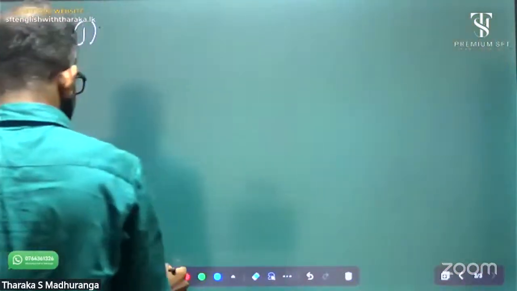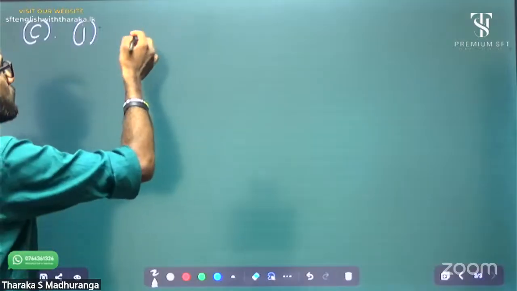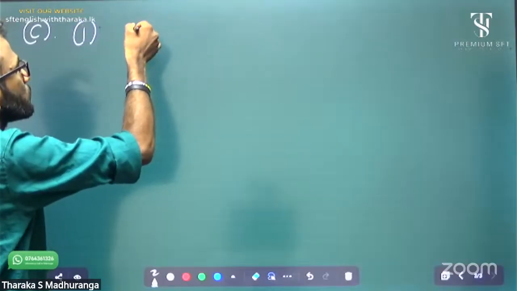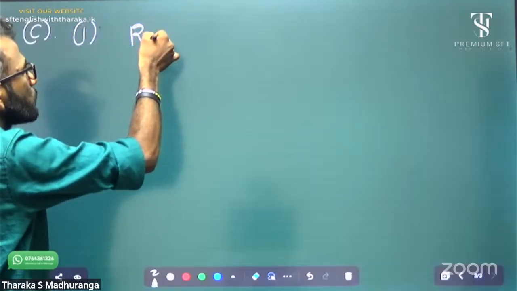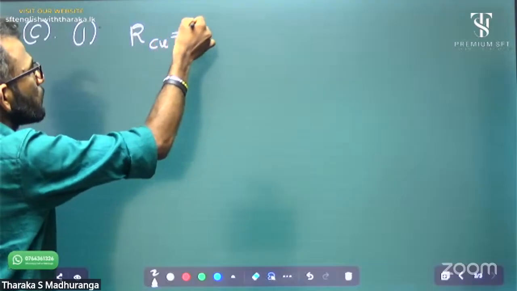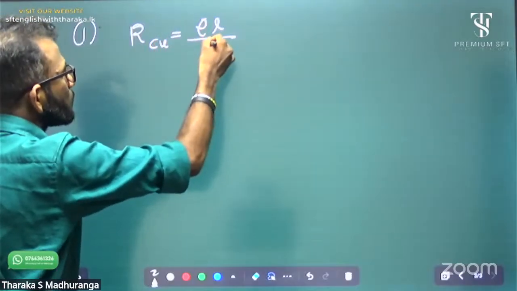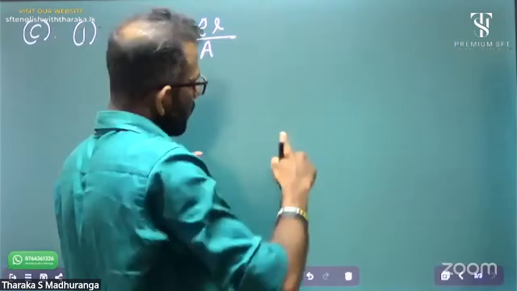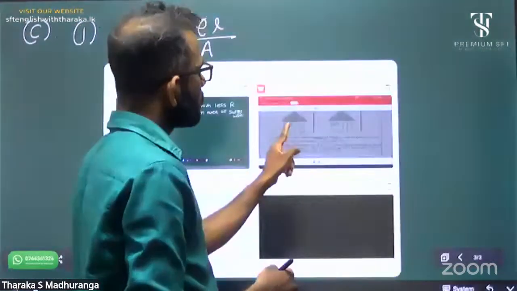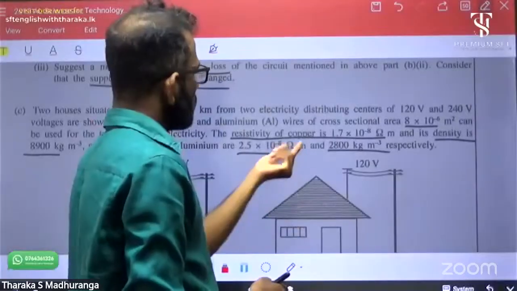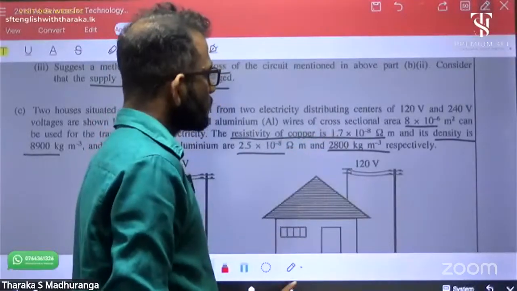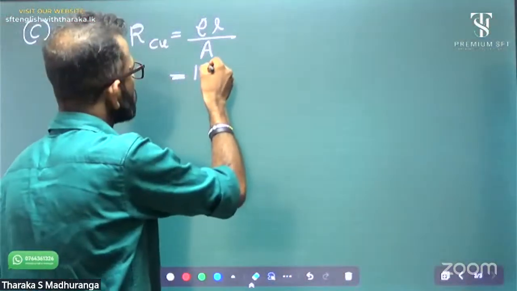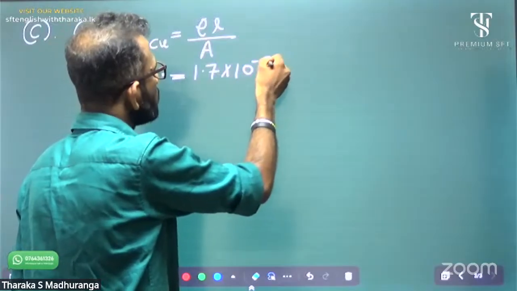Okay, what is the resistance? The resistivity is given, right? Then first copper: R copper equals rho L over A. What is the copper resistivity? Copper resistivity is 1.7 into 10 to the power minus 8 ohm meter.